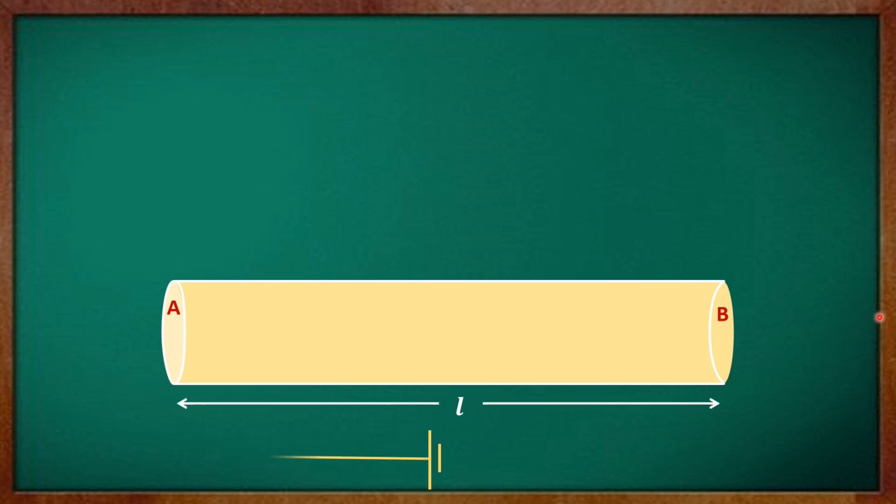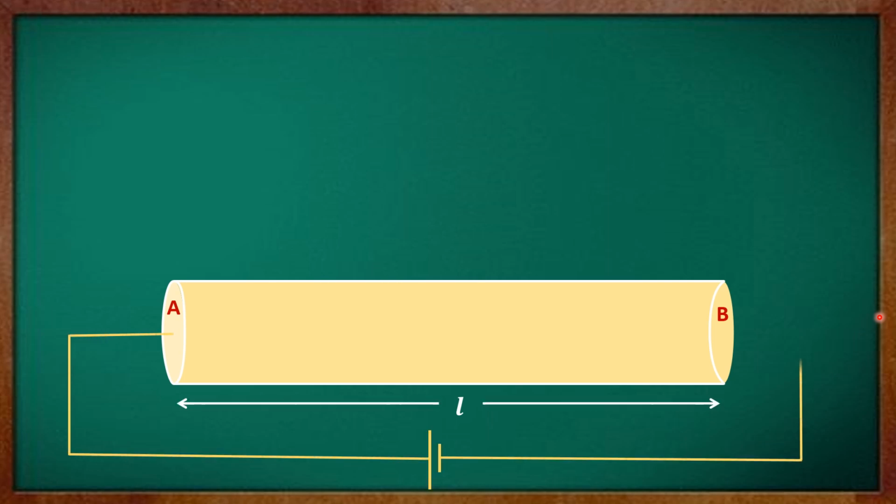A, B are the two ends of the conductor. I am connecting a battery and an electric field has been set up from A to B. This is the direction of the electric field. Suppose a positive charge is there. Let us assume that Q is the positive charge. So this positive charge is moving along the direction of the electric field.